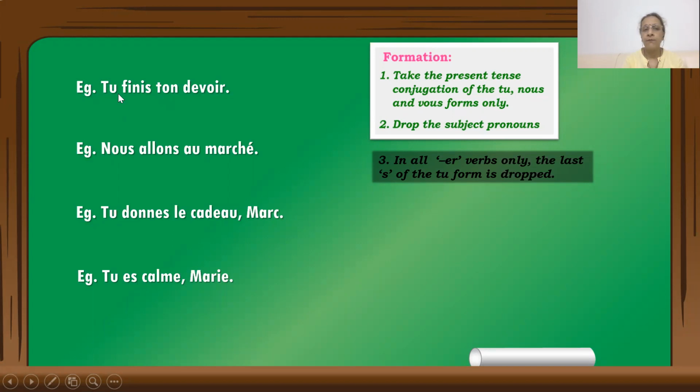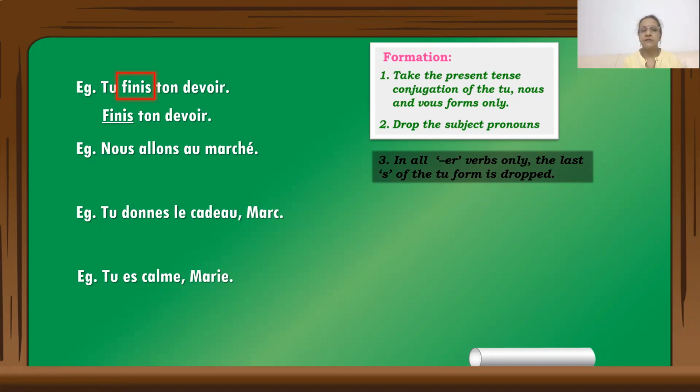This is the tu form, but finis is not an er ending verb, it is an ir ending verb, so the s will not be dropped, and I get the imperative as what? Finis ton devoir. So the first sentence means you finish your work, an affirmative sentence, simple sentence, and finis ton devoir indicates an order: finish your homework.